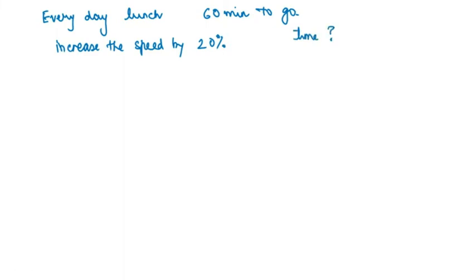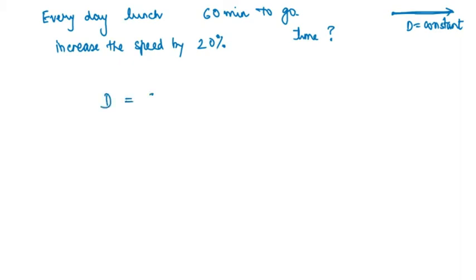Understand this question. See how this question is one level higher than the previous question. Every day I go home for lunch, which obviously means the distance is the same. Every day I am covering the same distance, so my distance is constant. I take 60 minutes to go. One day I increase the speed by 20% and I am asking you how much time will I take to go home. So what do I do here?